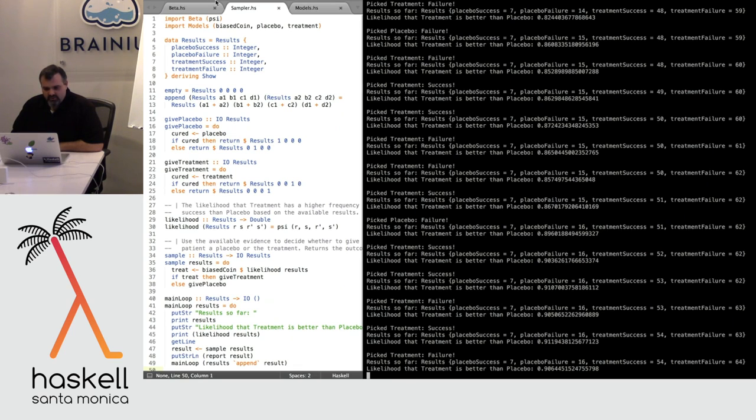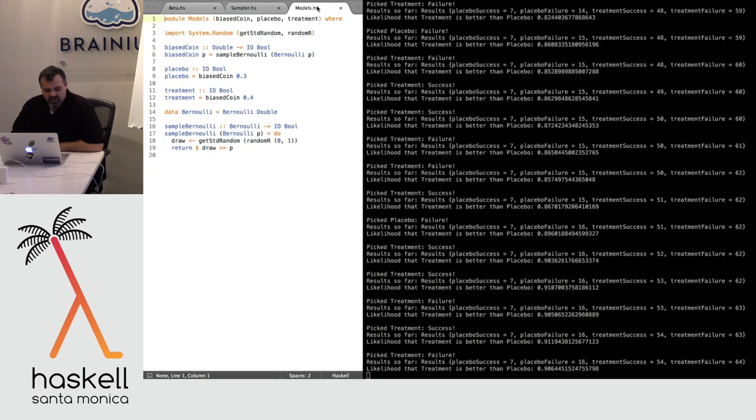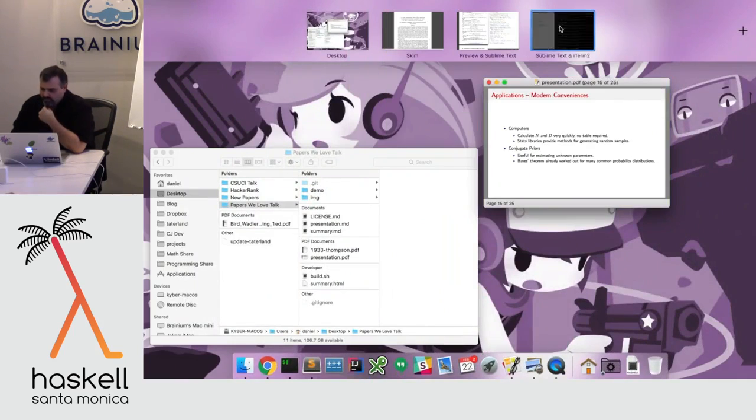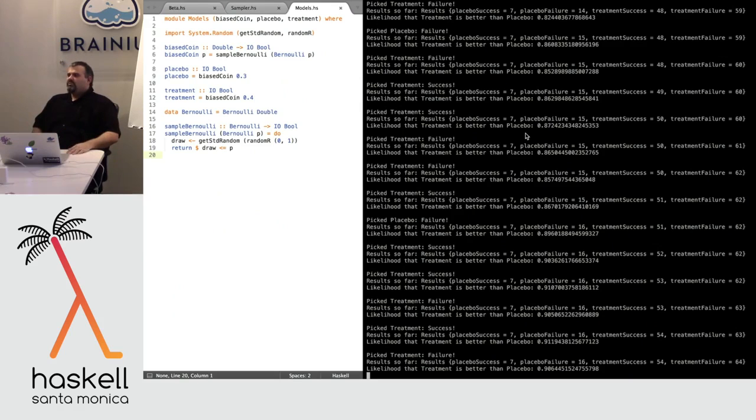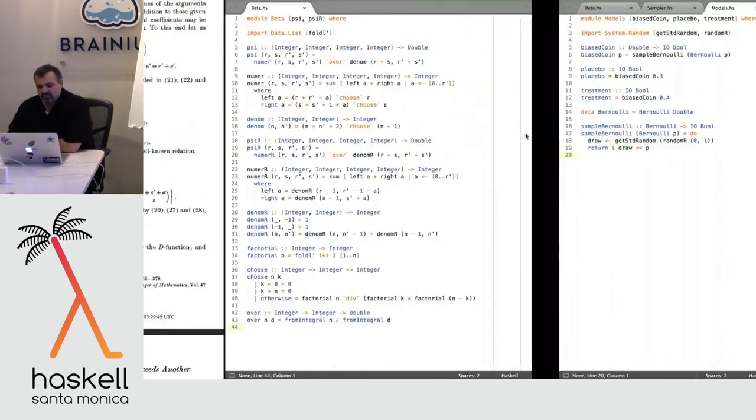So let's take a look at our models and see what the reality is. The placebo has a 30% chance of working, and the treatment has a 40% chance. And at the time we stopped here, we were 90% confident that the treatment was better. Of course, if you want to do proper Thompson sampling, you never stop and say, okay, now we're just going to do the treatment. You keep doing this forever, with the understanding that the more confident you get in the treatment, the fewer people are going to get shortchanged.